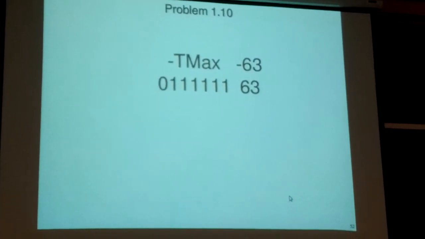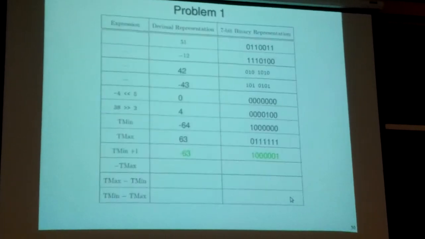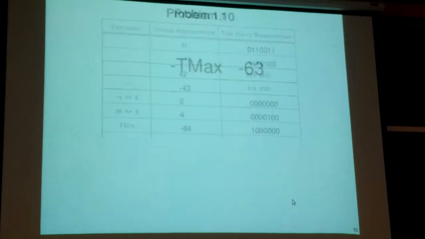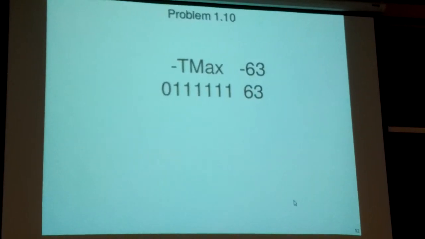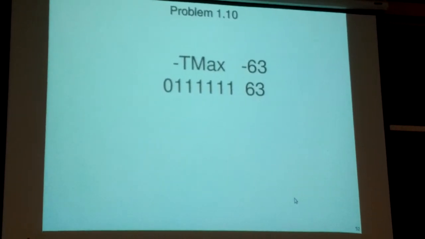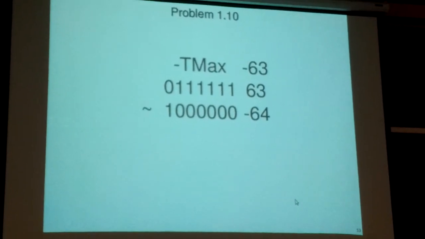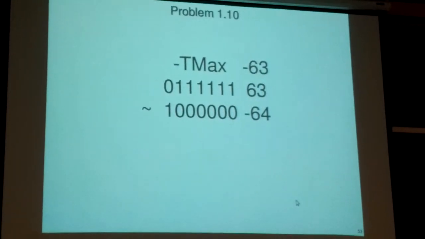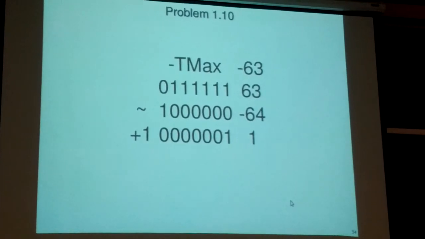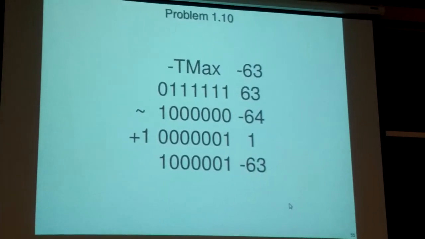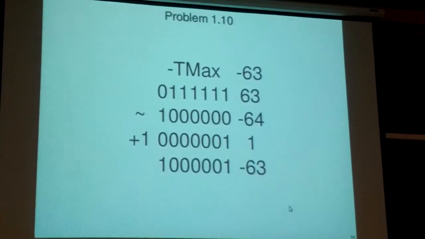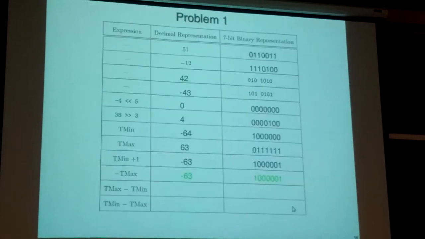Okay, negative T max is negative 63. So you take 63, which is T max. You complement it, which is going to be negative 64, which we've seen. You add 1 to it, and that's negative 63, which we've also seen. So I'm skipping a couple steps here.